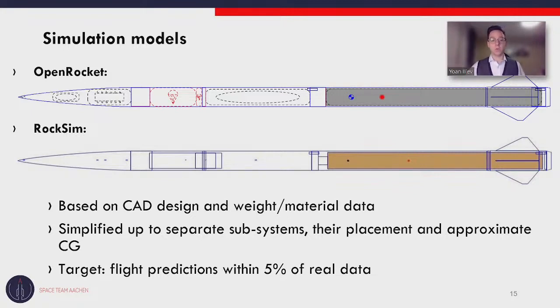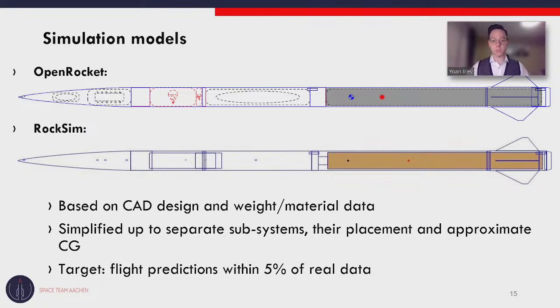First of all, we will take a look at the simulation models we used. Up until this point, two main software were used to analyze the trajectory of Aquila. One of them is OpenRocket, the other one is RockSim, and we want to compare those softwares as part of our research. So the main challenge of Aquila is that it's going to fly supersonic, and OpenRocket and RockSim are not that precise at supersonic velocities. So that's why we want to develop a method for the Space Team Aachen to tackle that problem and to be able to adequately estimate the flight profile of any of its future supersonic rockets.